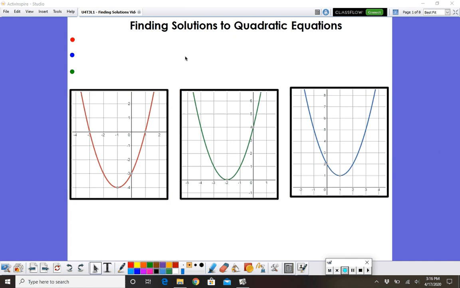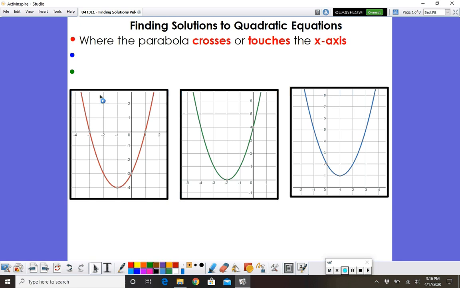So we're going to talk about finding solutions to quadratic equations. In order to understand how to find solutions, you have to know what a solution is. When we're talking about quadratic equations, the solutions are where your parabola crosses or touches the x-axis. If you look at the graphs below, each of these yellow lines is on the x-axis.